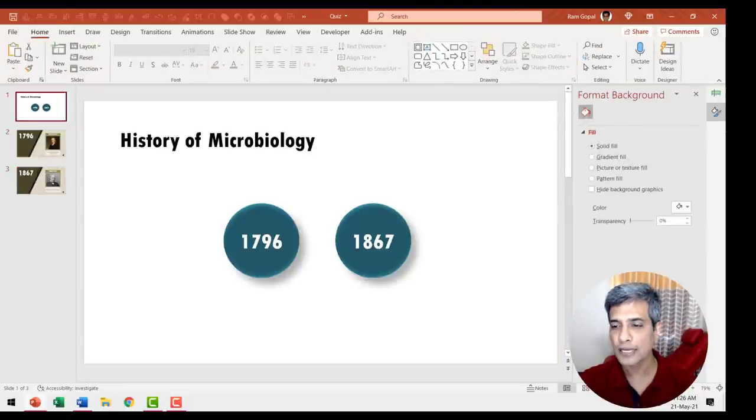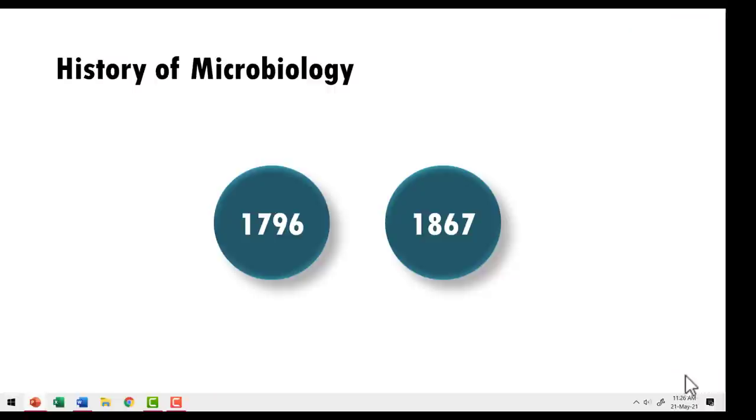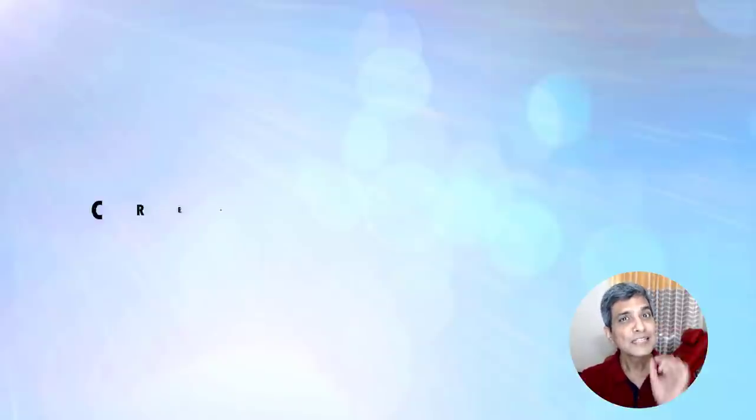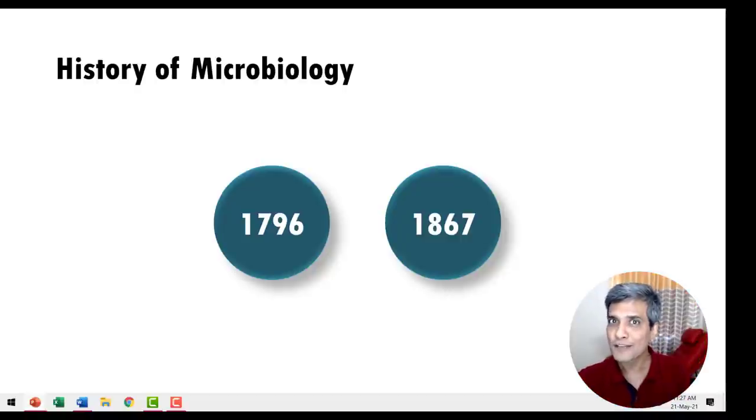So when we go to dashboard and click on 1867, we go to the corresponding slide and then by clicking on this button here, we come back to the dashboard. So far, so good. The next step is to actually create the quiz where we show a part of the information and then question about the other part.